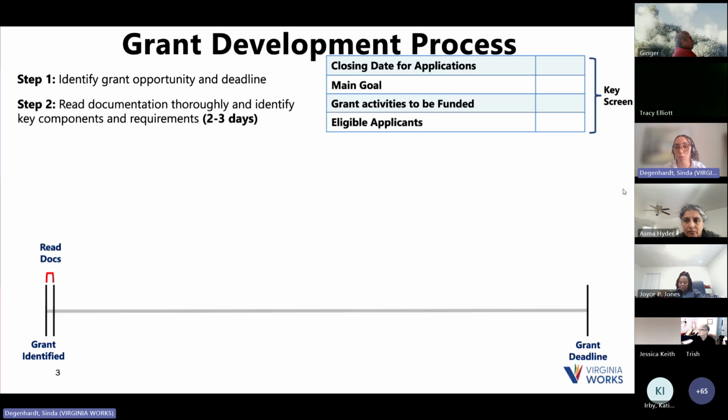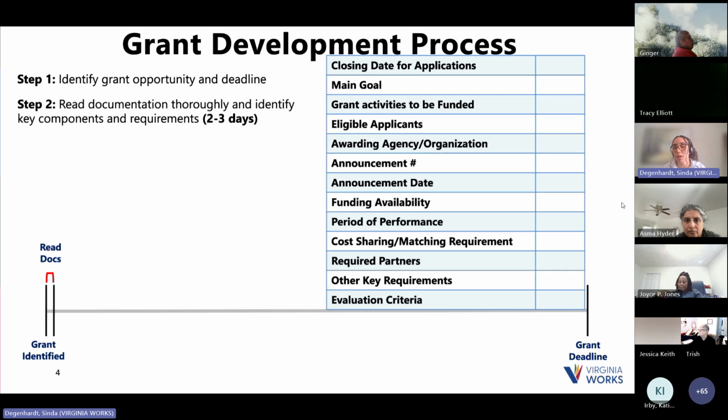It can take anywhere between 2 to 3 days to fully read all of the documentation for any given grant. And when you do this thorough reading, you want to flesh out more details than what you do in the initial screening phase. So please use this chart. This is the chart that we use here at VirginiaWorks to identify key details about funding opportunities and know whether or not they are, first off, relevant in helping us accomplish our long-term goals, and also to make sure that once we do decide whether they're relevant, what are the key components of the application so that we can put together a good proposal?